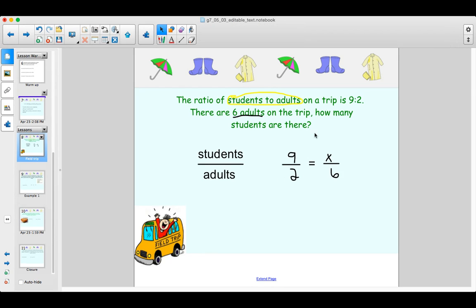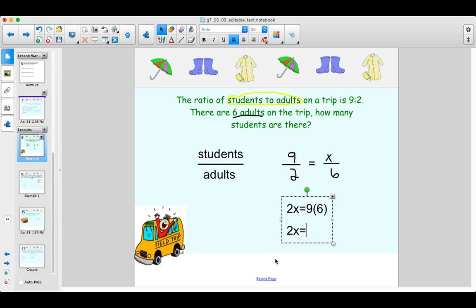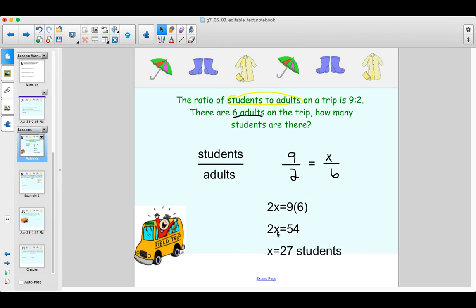Okay, now that I have my proportion, I'm just going to use my cross products to solve like you had done last week. So I'm going to do 2 times x and set that equal to 9 times 6. That's going to give me 2x equals 54. Now we're going to go through what we know from here in just terms of solving one-step equations. I'm going to divide both sides by 2, and that's going to leave me with x equals 27 students. So if there were 6 adults on the trip, that would mean that there were 27 students.